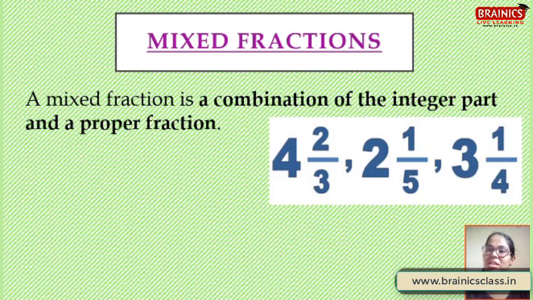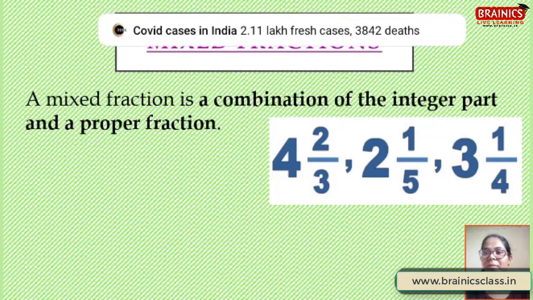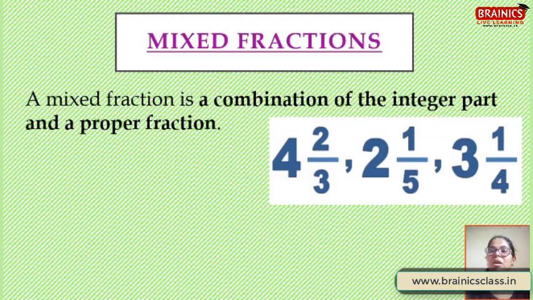A mixed fraction is a combination of the integer part and a proper fraction. So these 3 are examples. 4 2 upon 3. Here 4 is our integer part and 2 upon 3 is proper fraction. So a combination of integer and proper fraction is called mixed fraction.